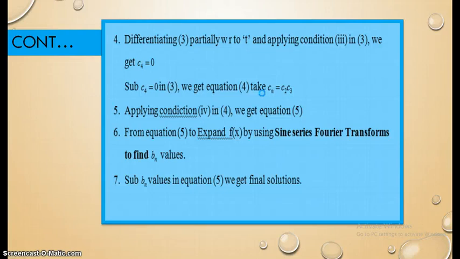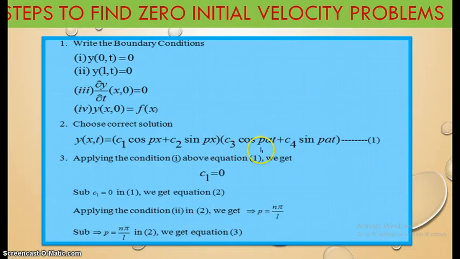Similarly, another important thing is to put the equations correctly, and don't disturb the equation formats. So 1 in 1, then 2 in 2, then 3 in 3, then 4 in 4, and we get equation 5. Using equation 5, you find the bn value by using the sine series. Then after finding bn, you substitute that value in equation number 5. So we will get the required solution of this problem.